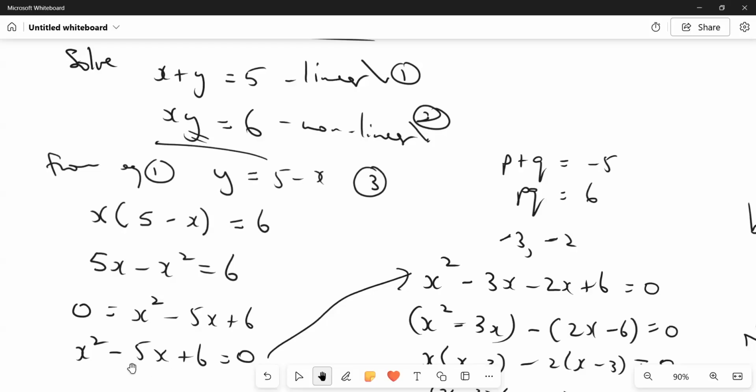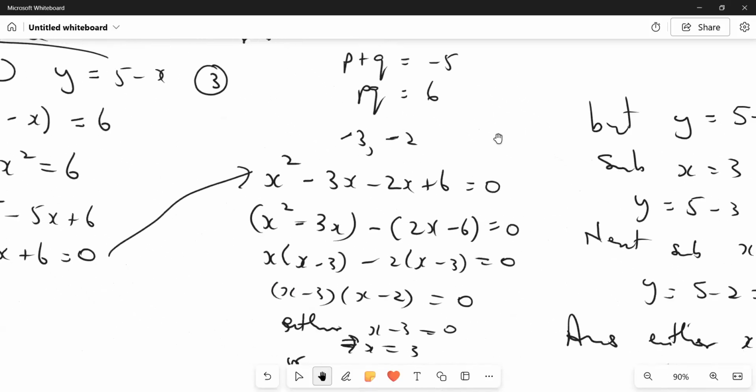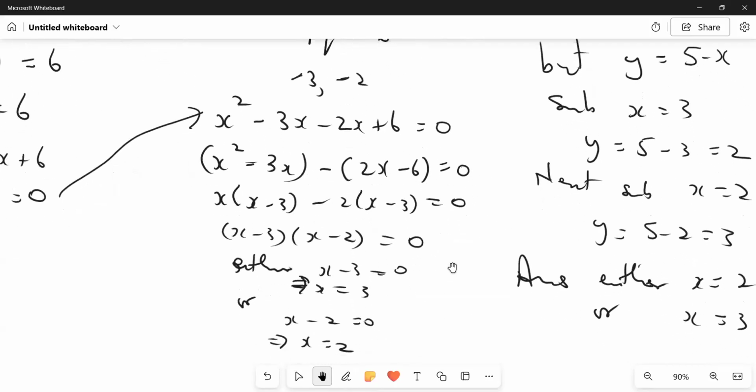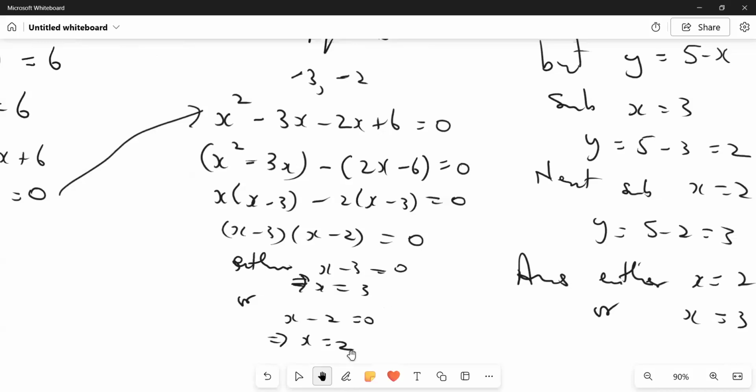So I have a quadratic here, which I can solve by factorization. Not all times can you solve by factorization. When you can't, I'll show you the formula later on in the lesson, maybe towards the end. I don't want to confuse you. So I solve this by factorization, and that's what I'm doing here. Solve all of that, and I get x equals 3, x equals 2.